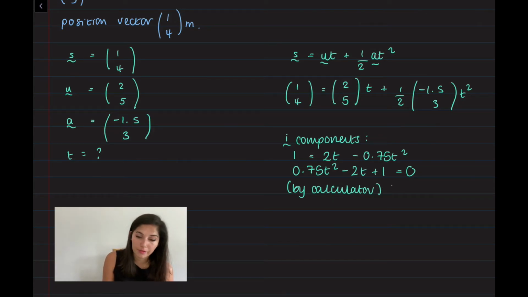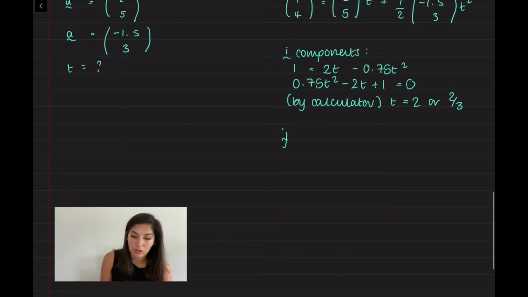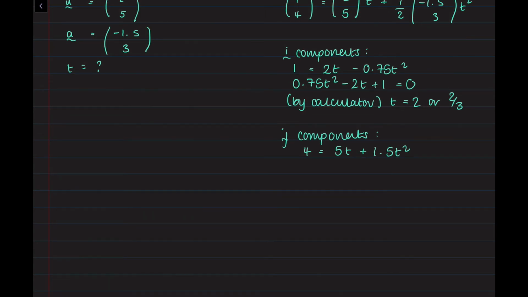So what I'm going to do is find the time that my horizontal component is at 1, which is either 2 seconds or 2/3. And then I'm going to substitute that into my equation for the j components and see if either of them satisfy that equation.